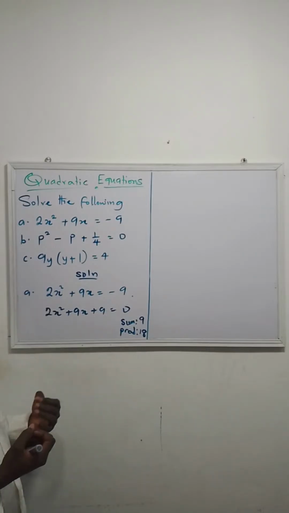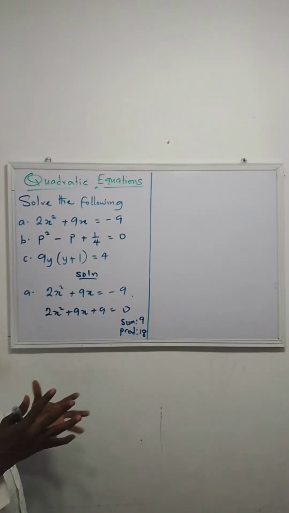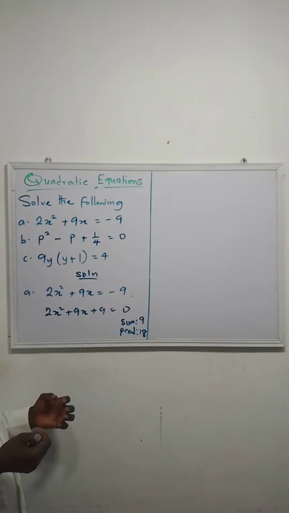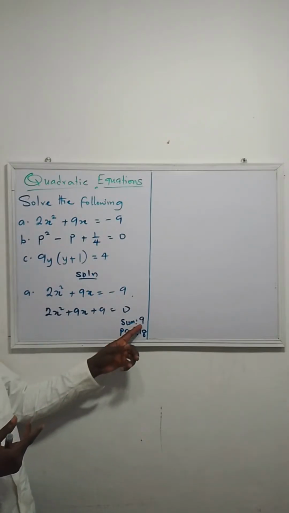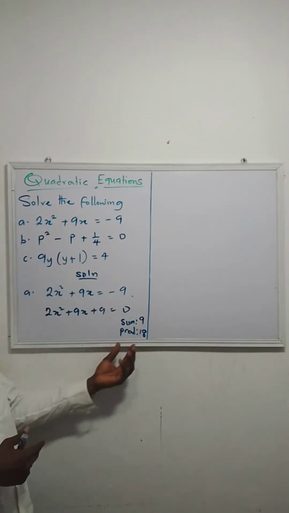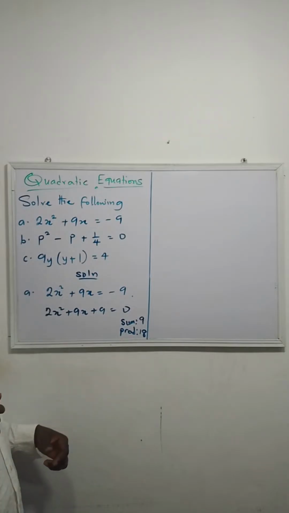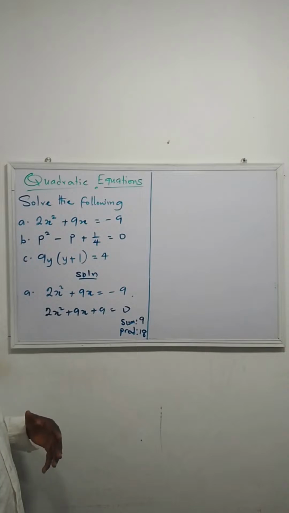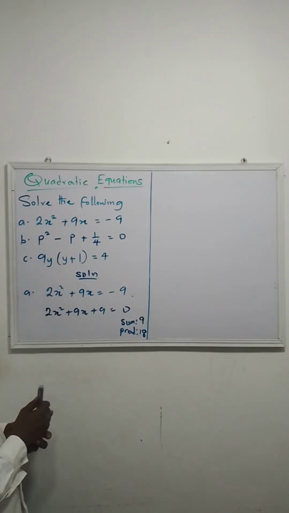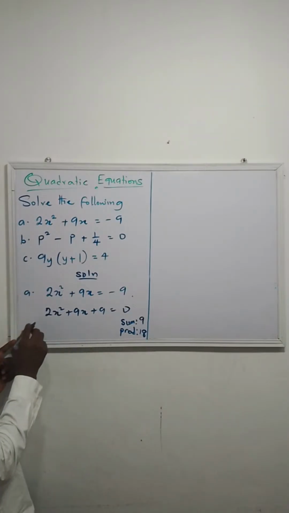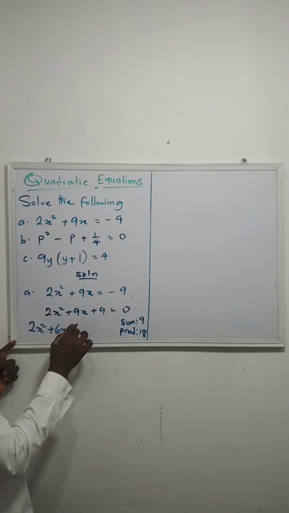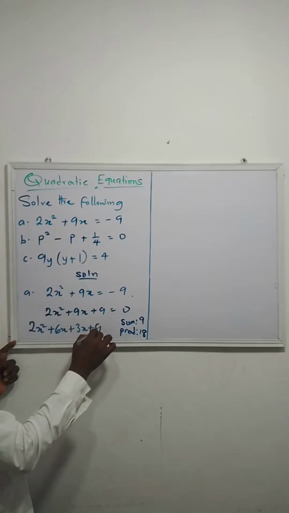So now, out of that pool of numbers, you can get the two numbers such that when you add them together, you have 9, and when you multiply them together, you have 18. I want to believe by now every one of you must have gotten that. Okay, so the numbers are plus 3 and plus 6. Good. So that means this equation turns to 2x squared plus 6x plus 3x plus 9 equals 0.